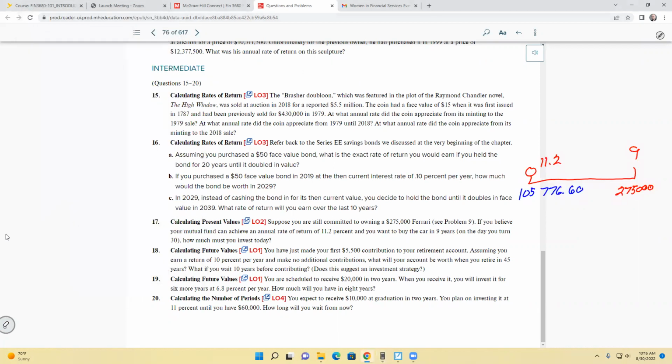All right, let's look at this next problem. Folks, I'm going to tell you something. This next problem is one of my favorite problems in the whole book, for the whole semester. So you made your first $5,500 contribution to your retirement account. Assuming you can get a 10% return, and that's not a very hard assumption, and you make no additional contributions, what will your retirement be worth in 45 years?